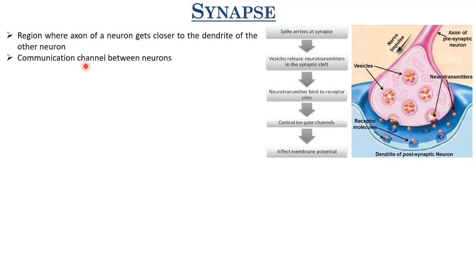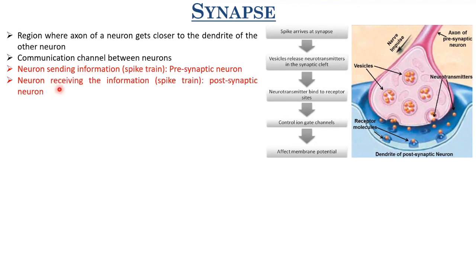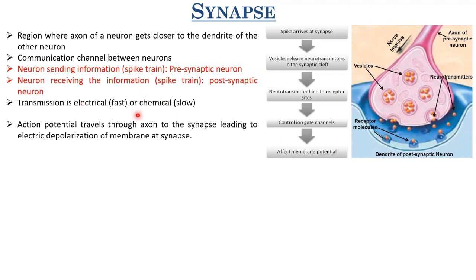So let us talk about some terminologies. A neuron which is sending the information, or spike train, or action potential, is called a presynaptic neuron, while a neuron which is receiving the information or the spike train is called a postsynaptic neuron. Now this transmission of action potential can be electrical, which is very fast, or it can be chemical, which is slow. Electrical signals have a transmission delay of close to 0.2 milliseconds, while for chemical signals the transmission delay is close to 2 milliseconds.